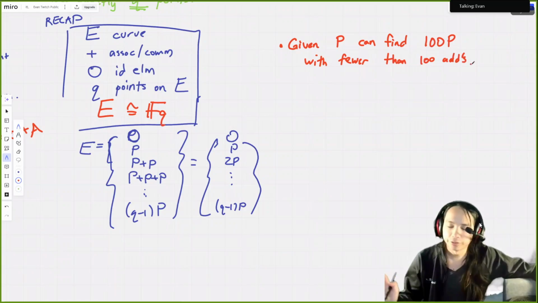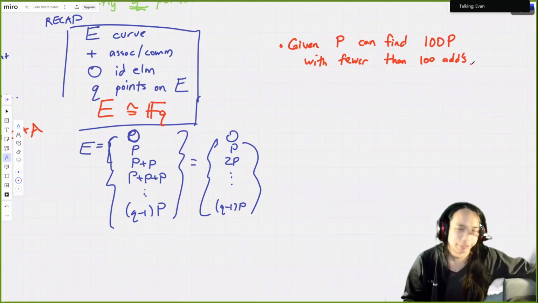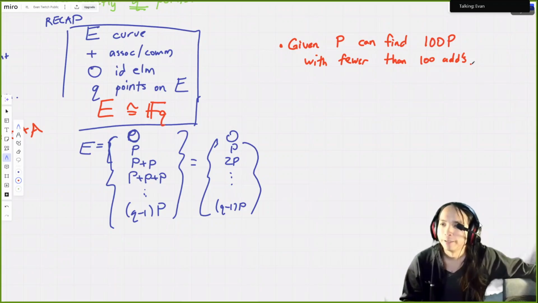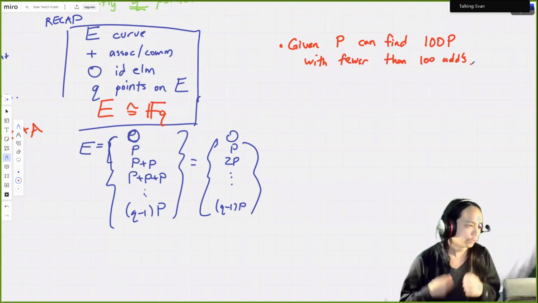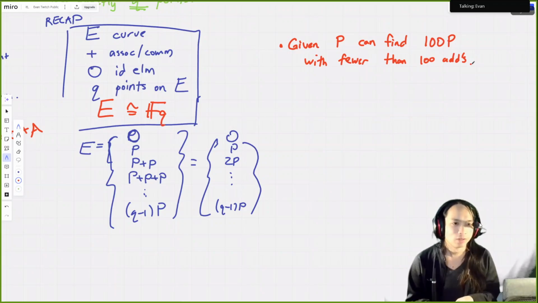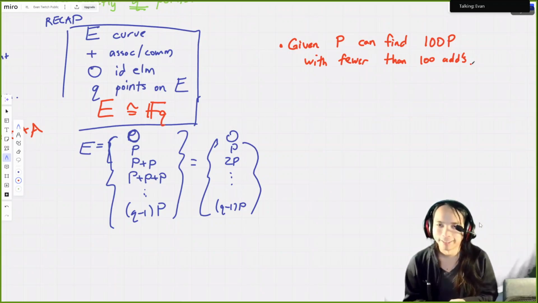I've told you there's an addition that you could implement on a computer if you want. It's a little expensive, so you don't want to do it way too much, but you can do it. I claim that if I have a point P, I can get you the point 100P without having to use the addition function 100 times. In fact, you can do it in 7 or 8, I think. And this uses a trick that's really similar to repeated squaring.